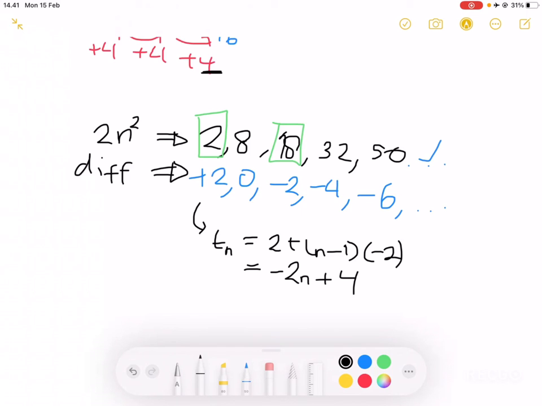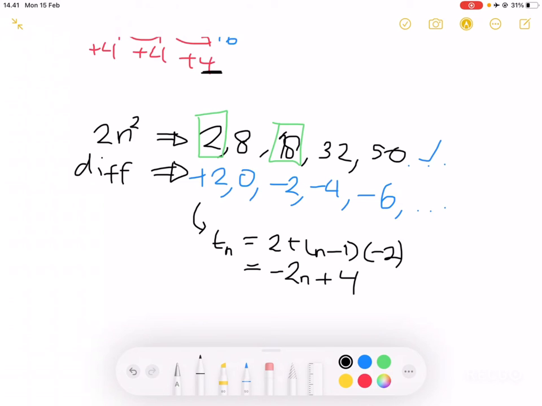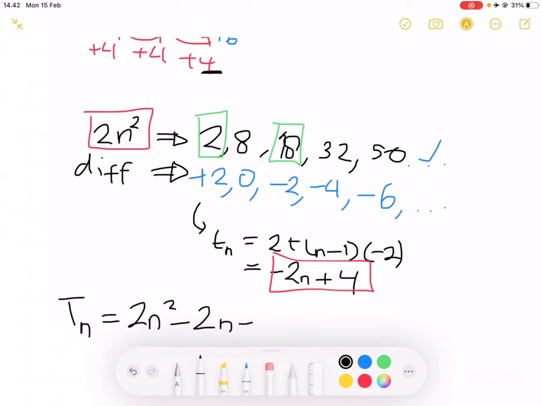Alright, and from here we're pretty much done for part A, because we can just combine this formula with this formula to get the final answer for part A. The t of n is 2n squared minus 2n plus 4.